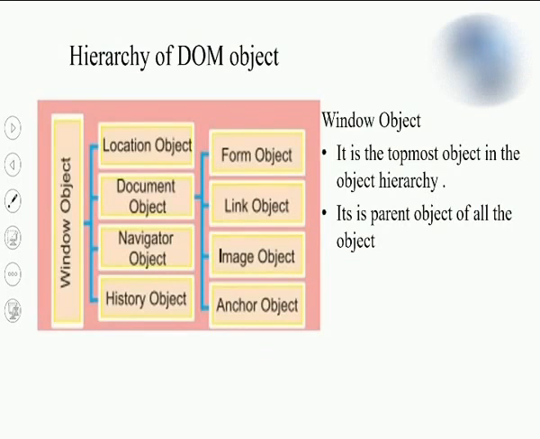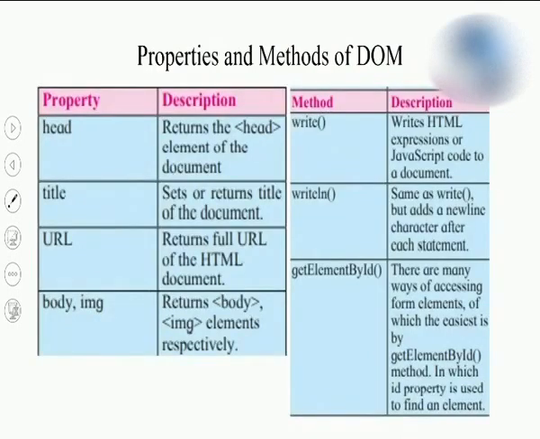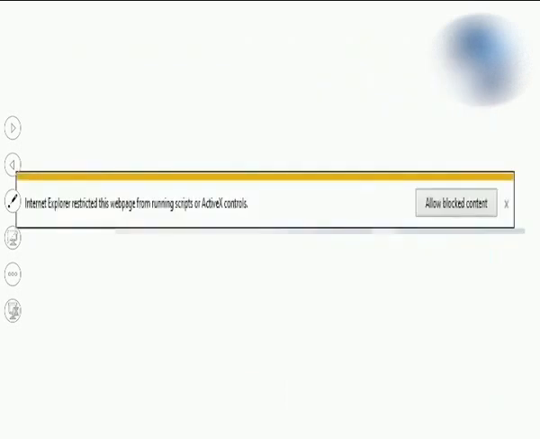In this hierarchy, window is the topmost object. Under window you will find the 4 objects mentioned in your textbook: location, document, navigator object and history object. You have a thorough study of the form object, link object, image object and anchor object. Out of these, the form object is in our syllabus. So over here, observe the properties and methods of the document object on your screen. Here, if you execute your JavaScript program using Internet Explorer, it will show you a message like this.